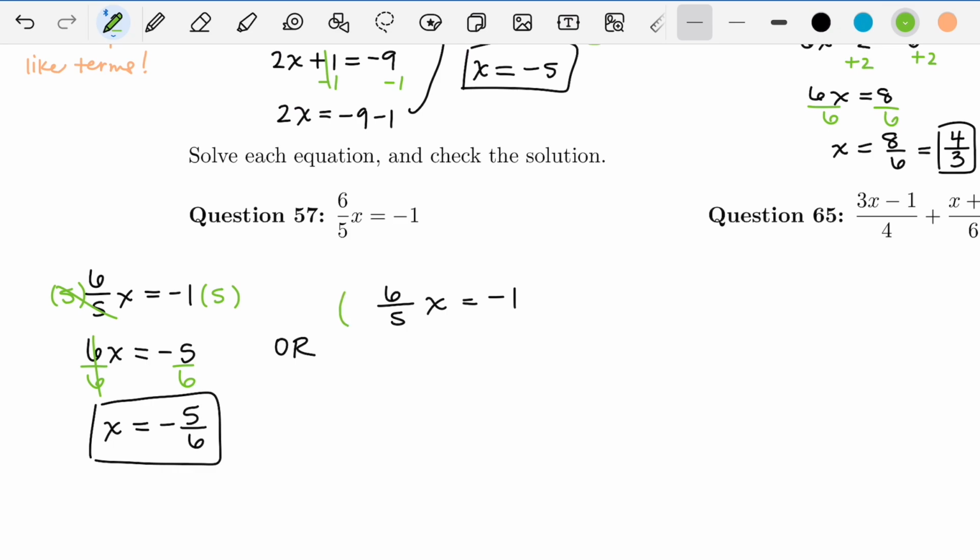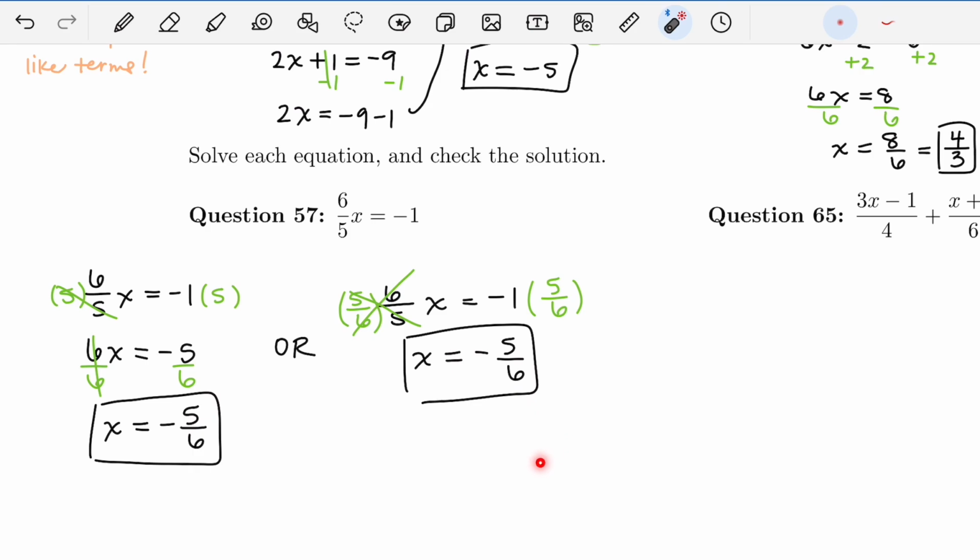So if we multiply this by 5 over 6 here, what happens is we have 5 over 5 here, that cancels, and then we also have 6 over 6 here, that cancels. So on the right-hand side of our equation, we have to multiply that by 5 over 6. And so on the left-hand side, we have x completely alone in just one step, and we get that that's going to be equal to -5 over 6. So we get the same answer.